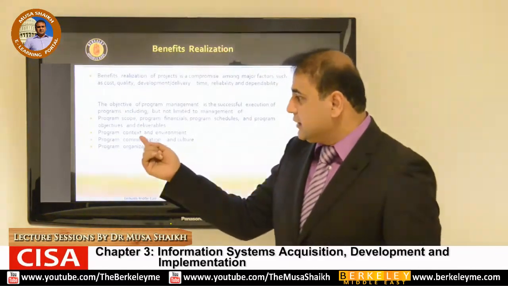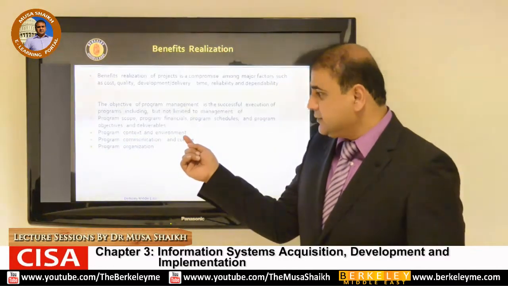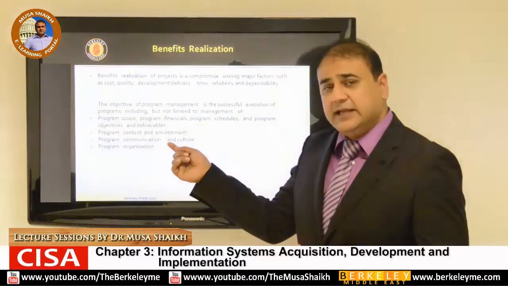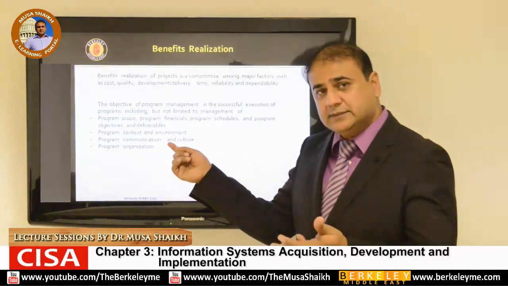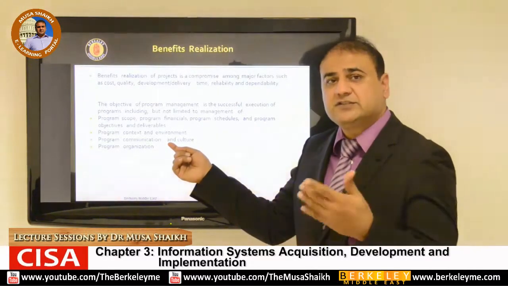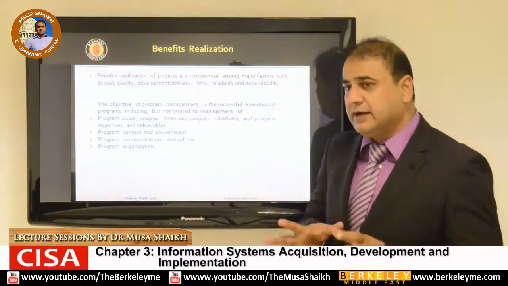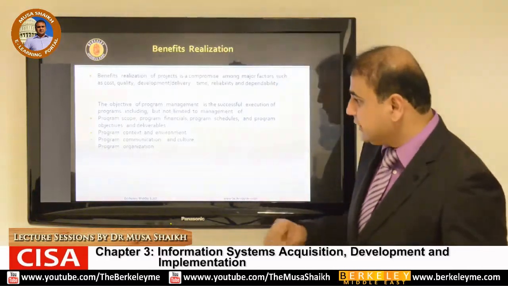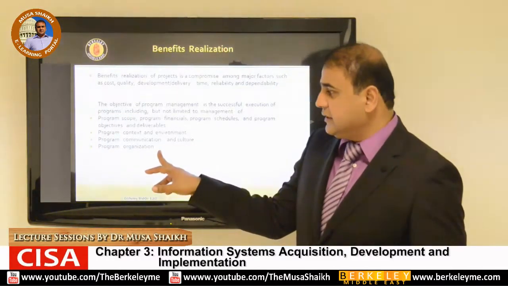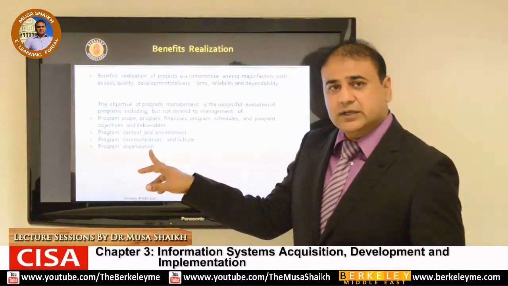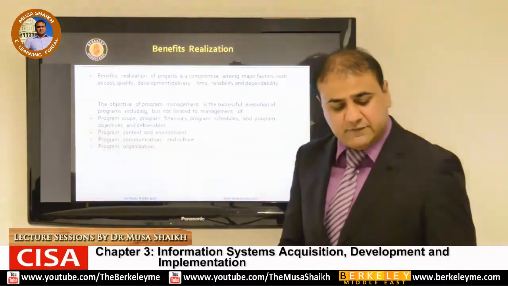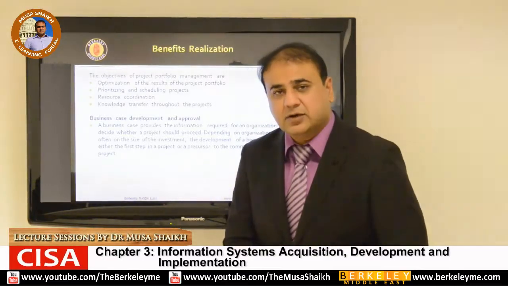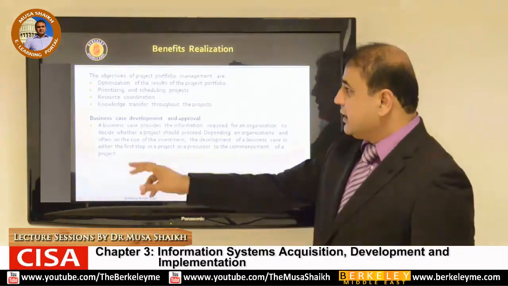In terms of context and environment, we have to see how effective this is. We'll define a communication system for communicating between stakeholders, and we will develop a culture that will lead to the most effective program management. We'll see what the culture of the organization is and how the program is organized. These are the important factors to consider while we are realizing the benefits.